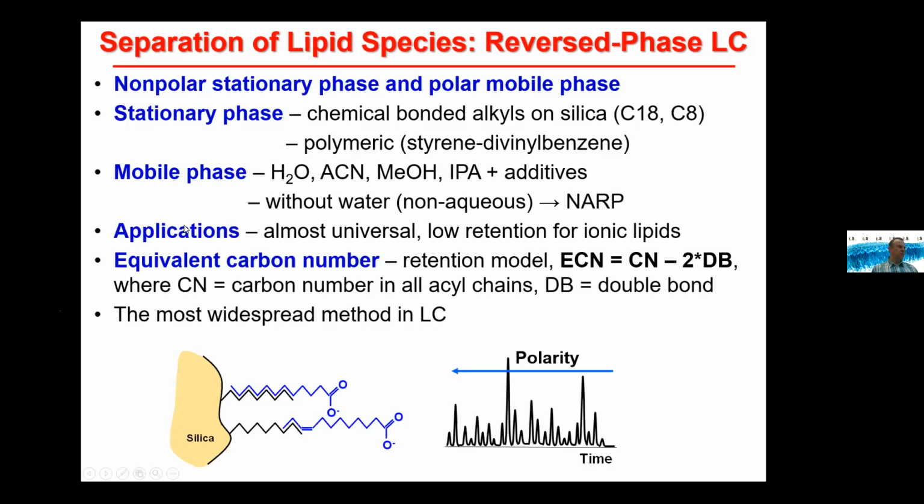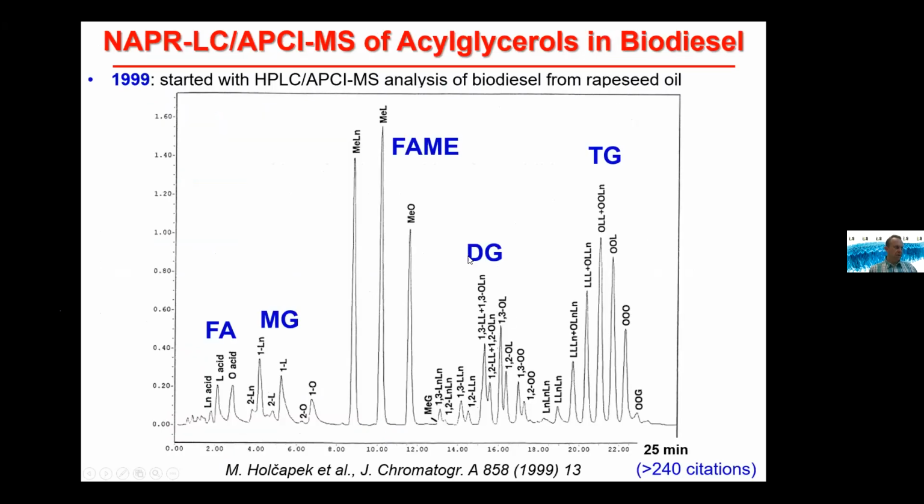Applications are almost universal except for ionic lipids, which may elute close to the dead volume of the system. A very useful parameter here is the equivalent carbon number for calculation of retention behavior, which is calculated as the total carbon number in all fatty acid chains minus two times the number of double bonds. And then you can predict retention windows for individual species. This is by far the most widespread methodology in LC. And higher polarity means lower retention.